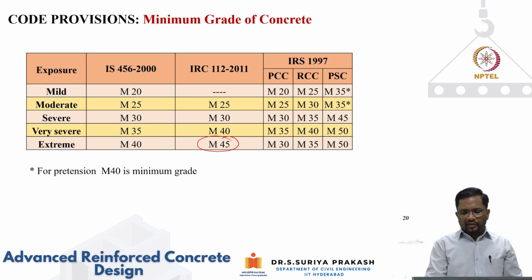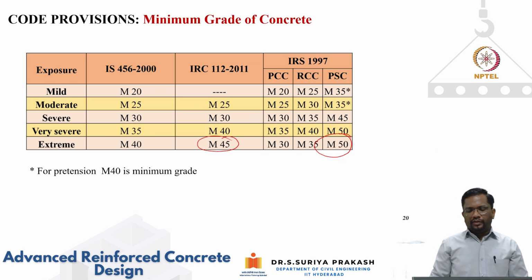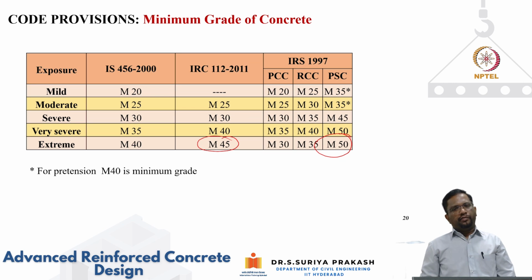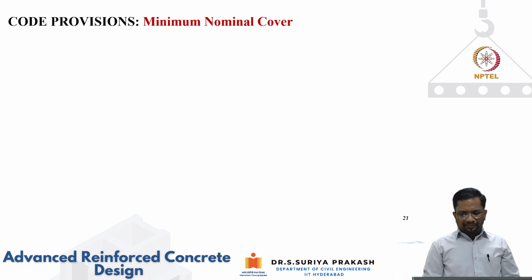Right. Again, IRS provisions for pre-stressed concrete is even higher. You can see that for extreme weather conditions, it is specifying M50 compared to that of M40 what you have for building applications. Because in building applications, we don't deal with long span elements generally, compared to that of bridges.